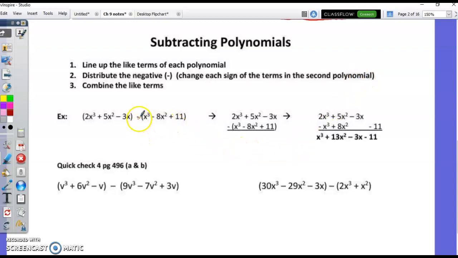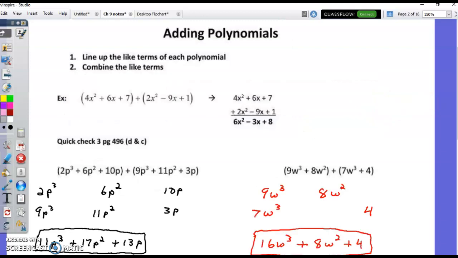So for this one, we have a negative out here, we have a positive x to the third, a negative 8x squared, and a positive 11. When we rewrite it, this would be a negative x to the third, this would be a positive 8x squared, and this would be a negative 11, kind of like we did over here, how we changed all the signs. And then we're going to line them up and we're going to add all the like terms together. So that's the key with subtracting them.